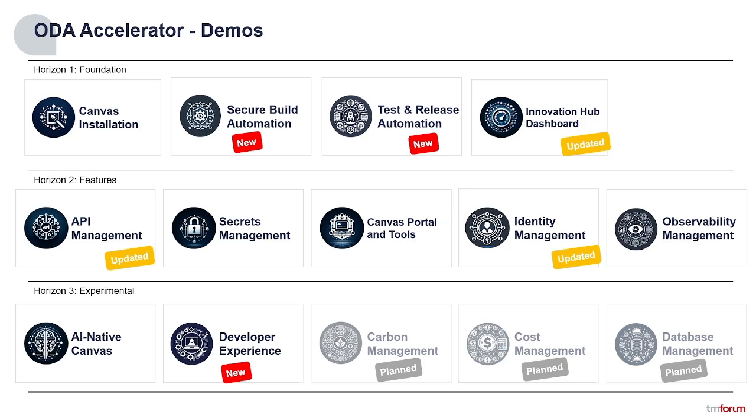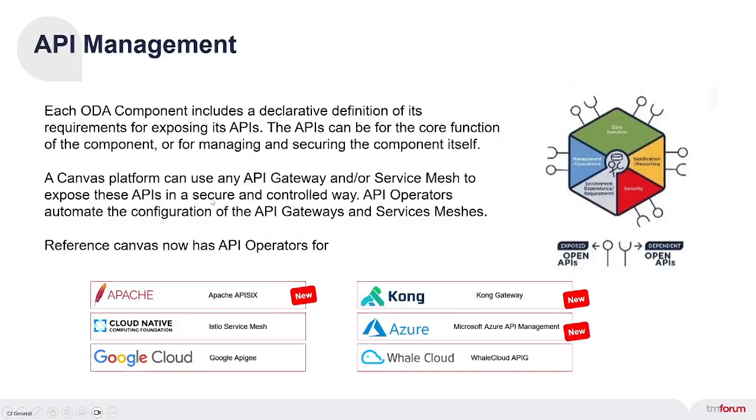So I mentioned that when you have a Canvas, it manages API management for you. So I'm just going to dip into this a little bit. The concept is a component can describe its requirements for what APIs it wants to expose to outside of the component. These could be part of its core function, or they could be part of its own security and management. When you describe your requirements for APIs, the component has a declarative definition of its requirements. So it's a machine readable description of its requirements.